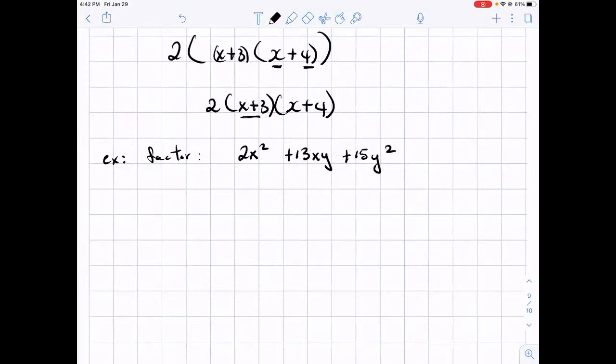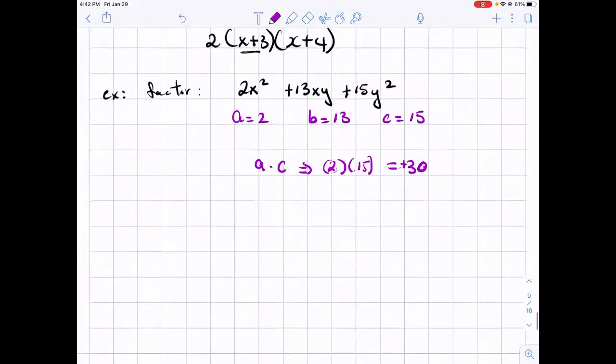First, look for GCF. You will notice that there is no GCF, because there's nothing common in every single term. So we can say a is equal to 2, b is equal to 13, and c is equal to 15. And if we multiply a times c, this becomes 2 times 15, which is equal to positive 30. And this sign is very important.